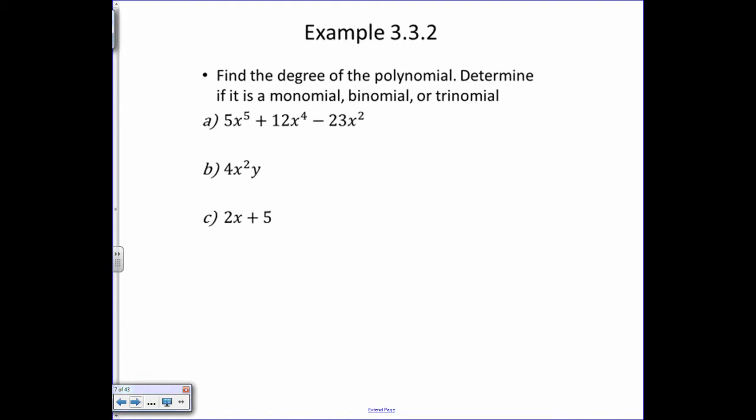And so for this example, we want to find the degree of the polynomial and then determine if it's a monomial, binomial, or trinomial. The degree of the polynomial is just the highest sum of powers in each individual term. So for part A, the highest power is 5. So here, the degree is 5. And there are 1, 2, 3 terms. So this is a trinomial.